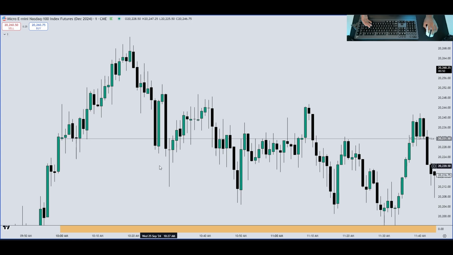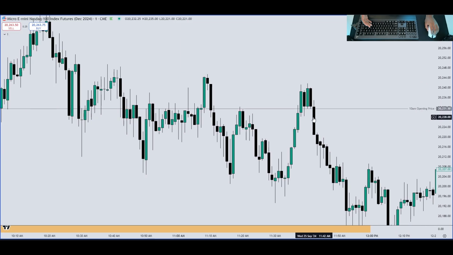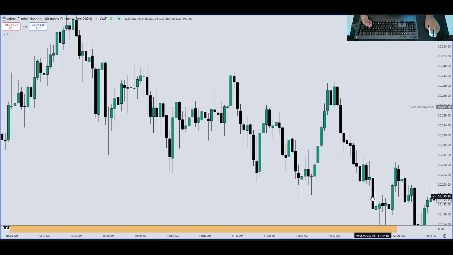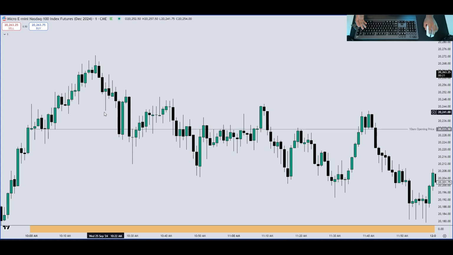We come up, we come down, but the displacement here wasn't clean at all. We do a manipulation leg, we come back up. So already what I'm seeing is price chopping around that 10 a.m. opening price. And if we look at it, it took almost till 12 p.m. for price to finally get away from that 10 a.m. opening price. As we can see here, buy stops, sell stops in both directions, giving you that seek and destroy profile. So again, really, this shouldn't be a surprise.